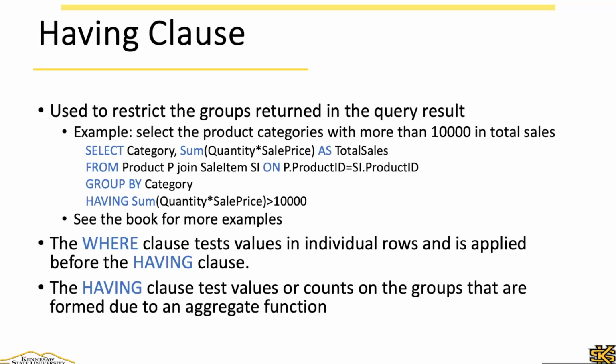The condition in the having clause is that the sum of quantity multiplied by sale price, the one that we referred to as total sales, must be greater than $10,000. Instead of repeating the aggregate function, we can use the alias total sales.